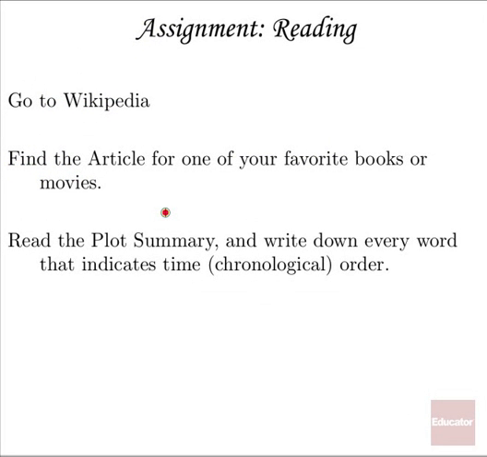So, your assignment is actually going to be kind of thick. The first thing I'd like you to do is go to Wikipedia. And when you're Googling and researching in Wikipedia, find an article for one of your favorite books or your favorite movie. Doesn't matter which one, because all Wikipedia articles have a plot summary. Read that plot summary and write down every word that indicates time. Chronological order. You'll find several.